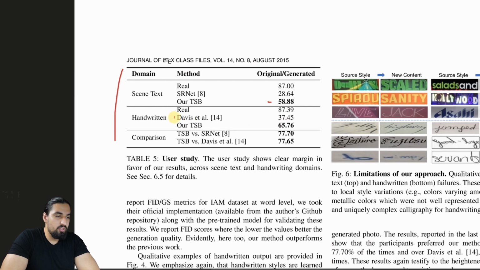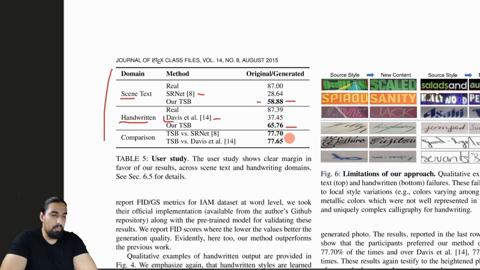And as you can see here, Davis and collaborators, the previous work, basically constrains itself to a specific domain like handwritten or scene text, whereas this method just works on all of these. And again, looking at this user study, it outperforms the baselines, both the SRNet and this one, and yeah, as well as side by side.